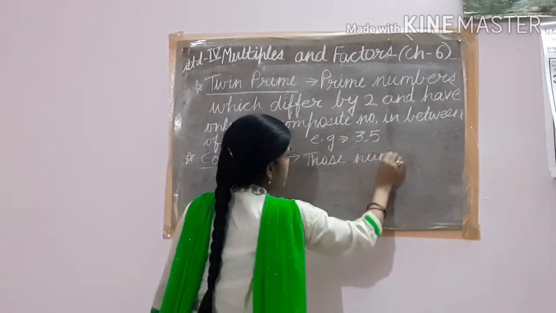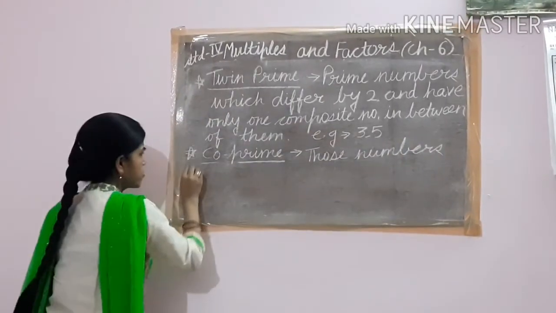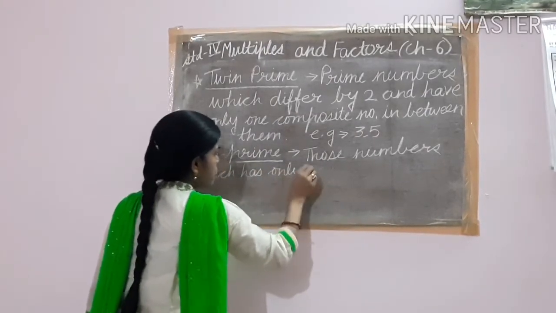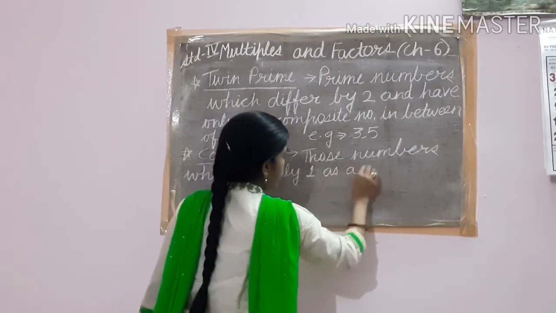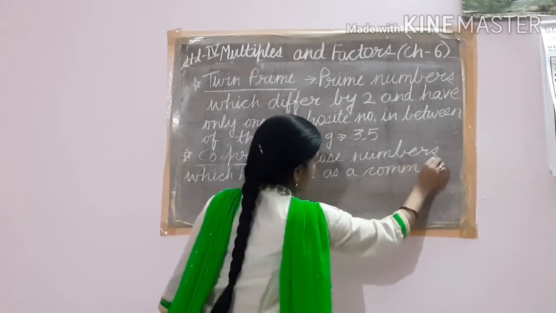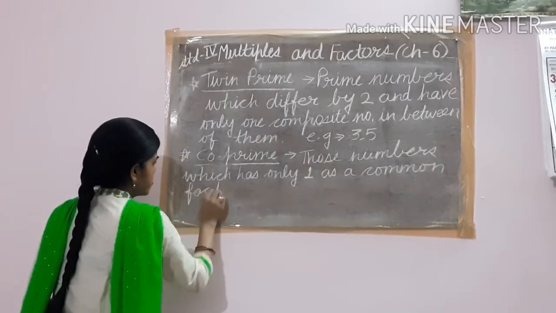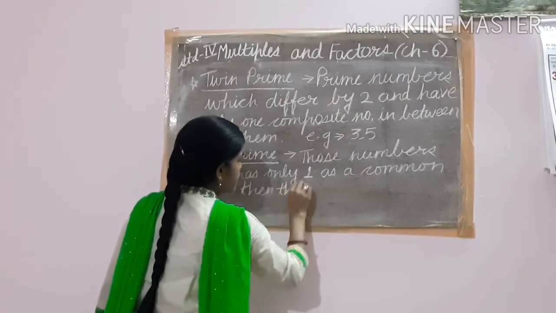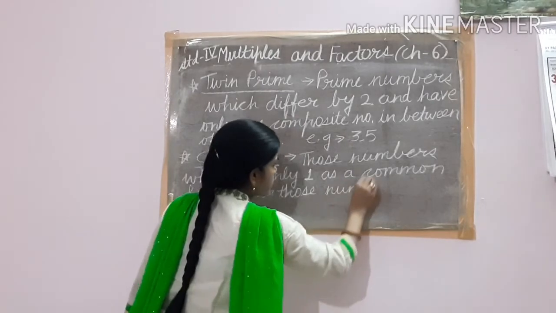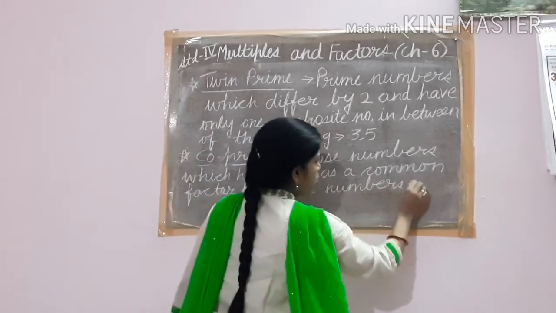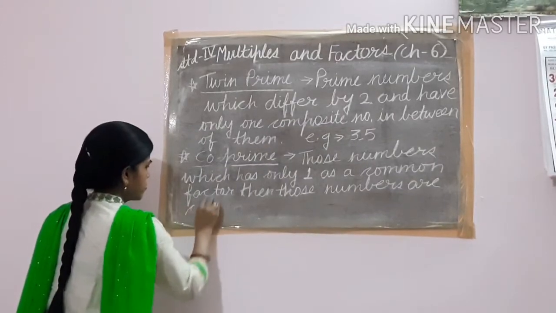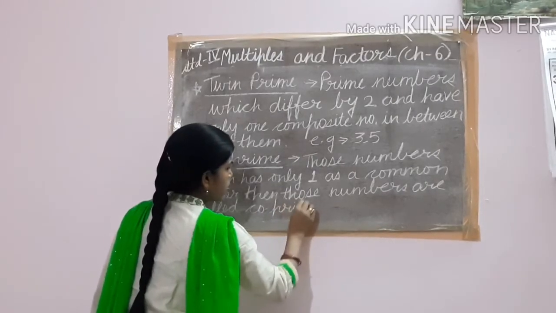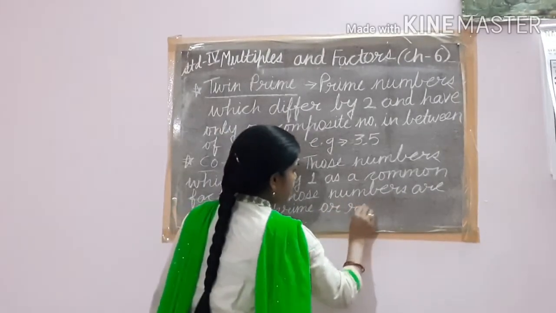Those numbers which have only one as a common factor are called co-prime numbers, or relatively prime.